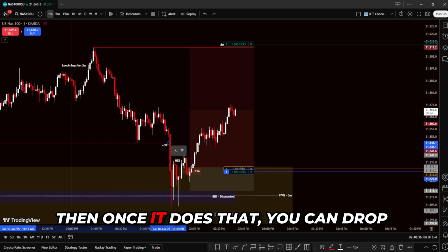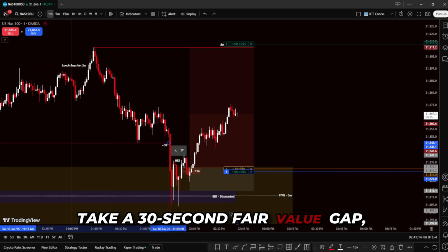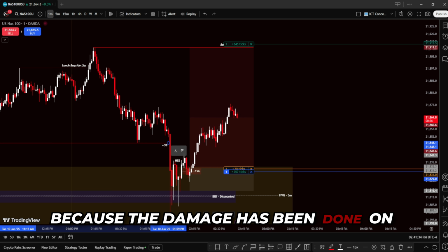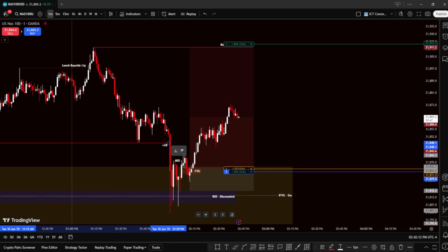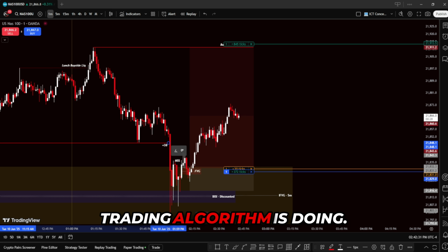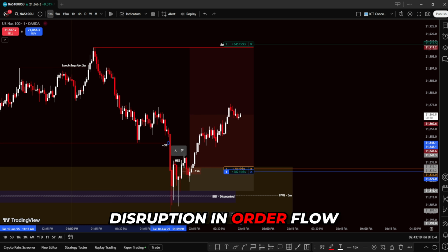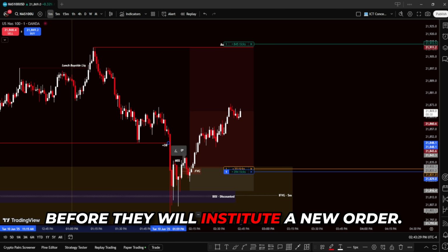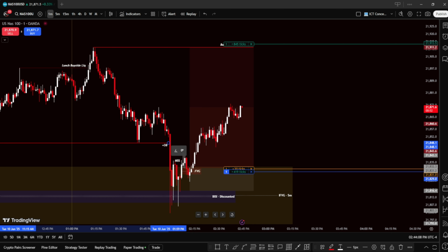And then once it does that, you can drop down into a 30-second chart and take a 30-second fair value gap, because the damage has been done on the 5-minute chart. It could have been a stop run on a swing high in a 1-minute chart. See, that's what a high frequency trading algorithm is doing. Every single one of them has to have a disruption in order flow before they will institute a new order. That means they cannot go short until it goes up. It has to go up.